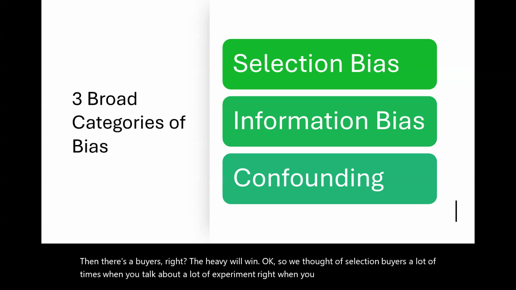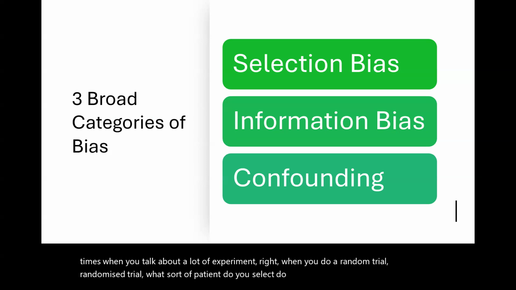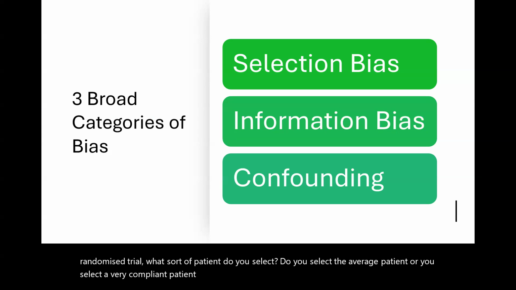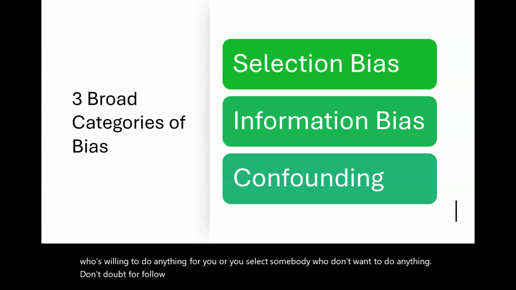When you do a randomized trial, what sort of patient do you select? Do you select the average patient, or do you select a very compliant patient? The patient will just follow everything you say. The patient who's willing to do anything for you, or do you select somebody who doesn't want to do anything, doesn't come down for follow up? So who are the patients you choose in a randomized control trial?